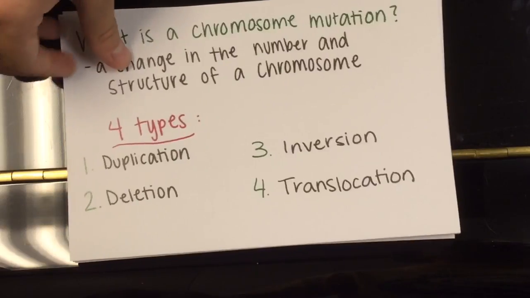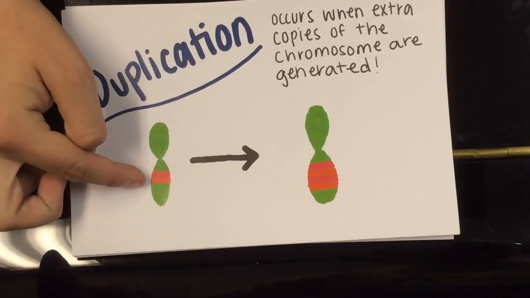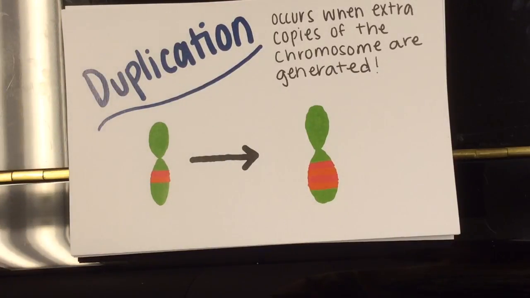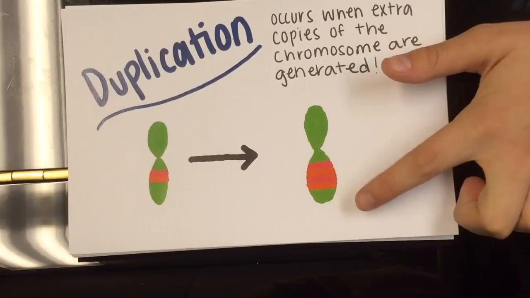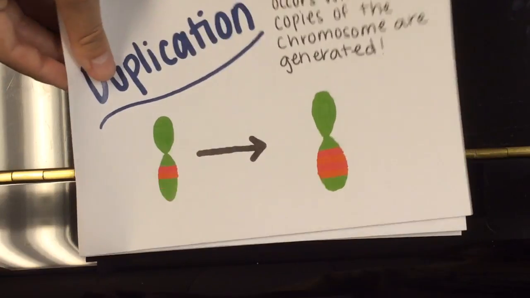First, let's expand on duplication. Chromosomal duplication occurs when extra copies of the chromosome are generated. So here's an illustration of this mutation. Here you can see a chromosome with a pink and orange band on its Q arm. The second chromosome is affected by duplication, and you can see that the pink and orange bands have been repeated once.